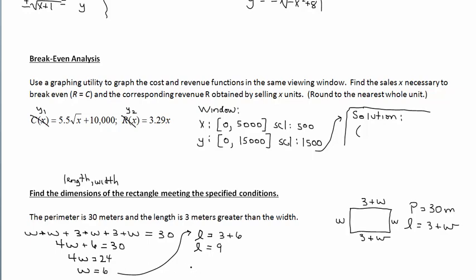All right, putting this all together, let's just report that the dimensions, which is the question, the dimensions are 6 meters by 9 meters. You could check that answer. Double the 6, double the 9, 12 and 18, the sum of 12 and 18 gives 30.